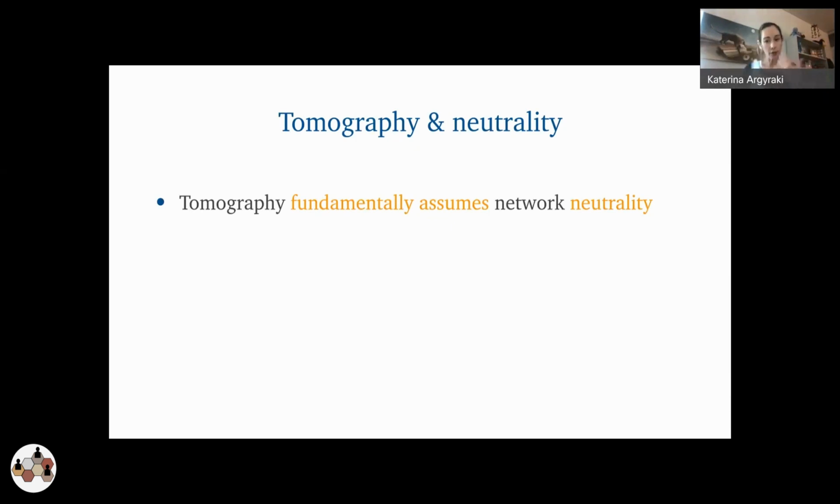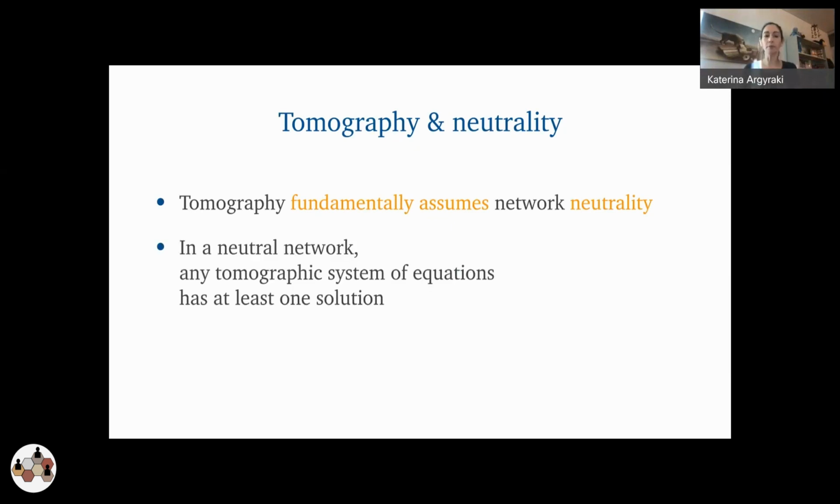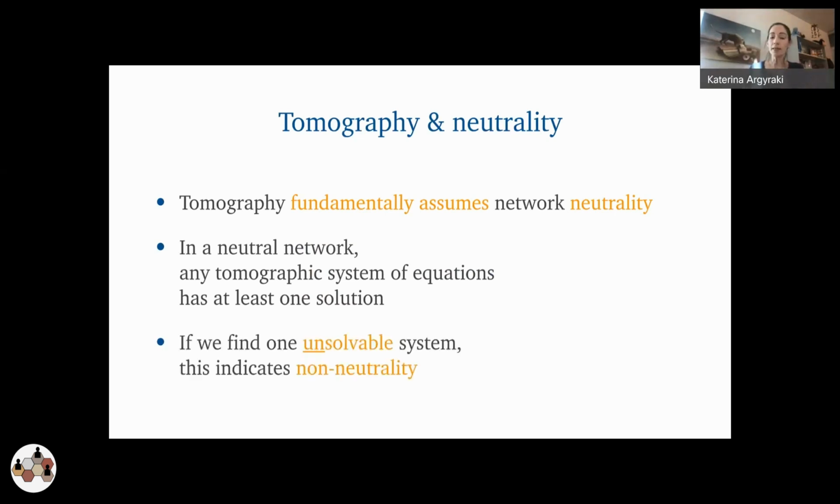So we can turn this around and say the following. In a neutral network, any tomographic system of equations that we form is solvable. It may have multiple solutions, and we don't know which one is the right one, but it is always solvable. If we find an unsolvable system of equations, this means that the network is not neutral.